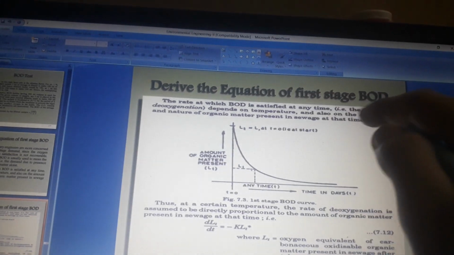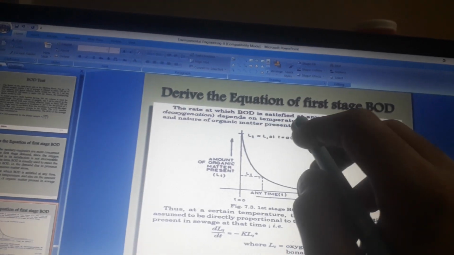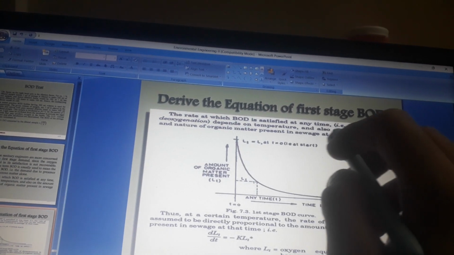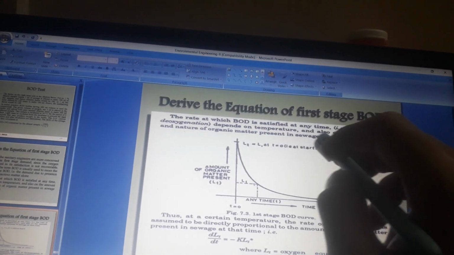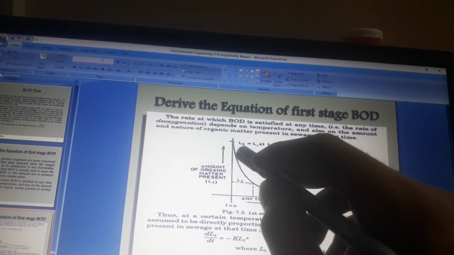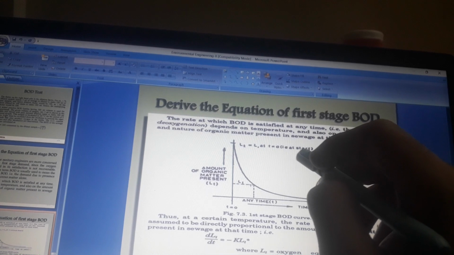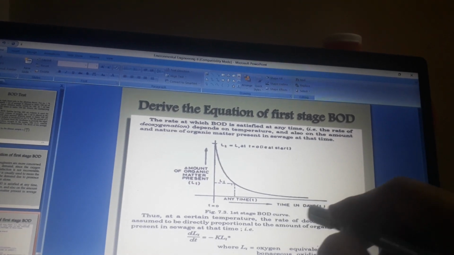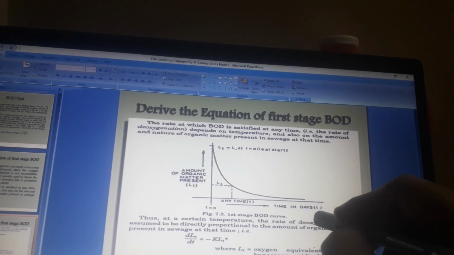Derive the equation of first stage BOD. The rate at which BOD is satisfied at any time, that is the rate of deoxygenation, depends on temperature and also on the amount and nature of organic matter present in the sewage at that time. L is the amount of organic matter present. LT is equal to L at T is equal to 0, that is at the start. LT is L at any time T, with time in days, on the first stage BOD curve.